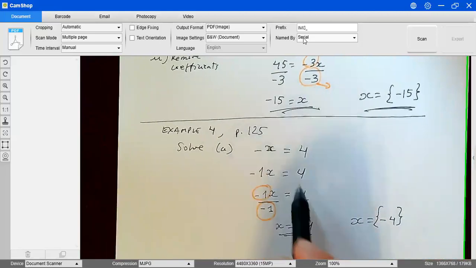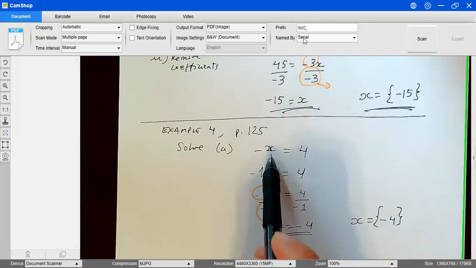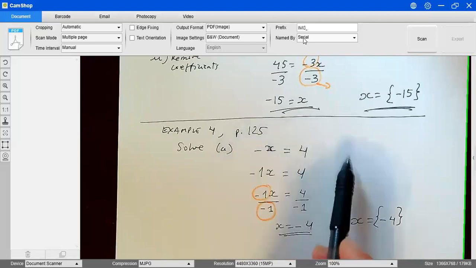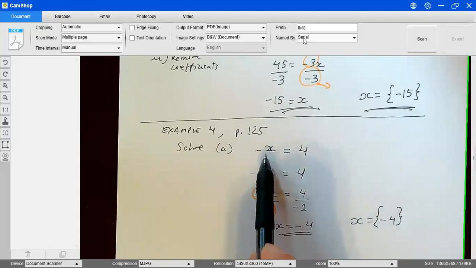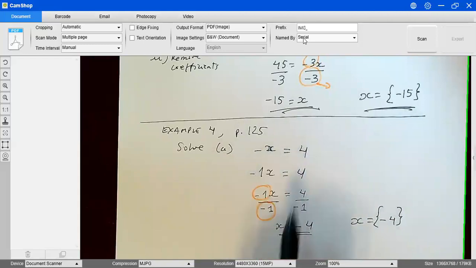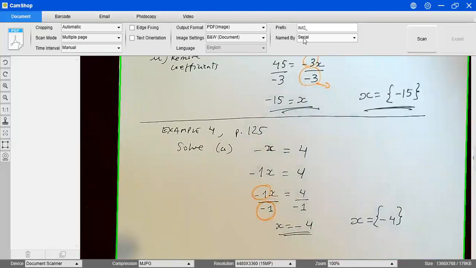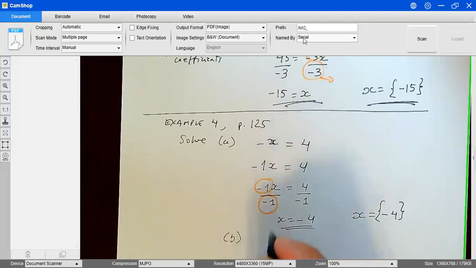Another way to see this is that if you change the sign of every term in your equation on both sides, you're going to get the solution, because this negative x becomes positive. This positive 4 becomes negative. That's another rule. But if you want to apply the multiplication property, it's better because you understand what you are doing.